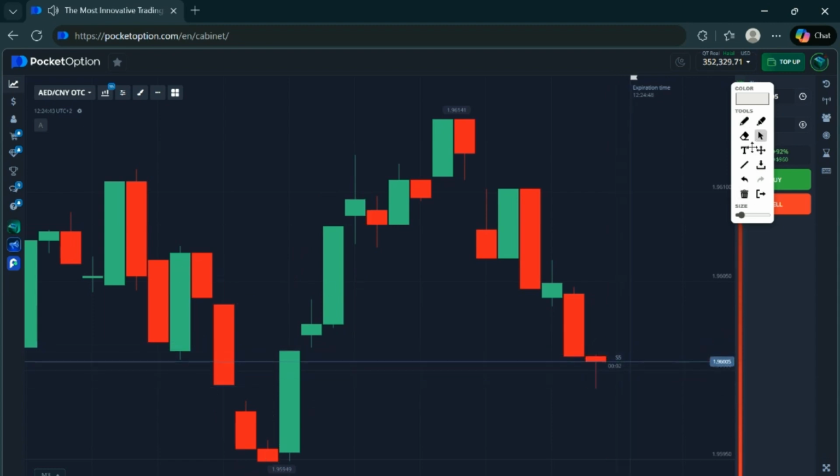And that's pretty much everything. When it gaps up, you look for sells. When it gaps down, you look for buys.